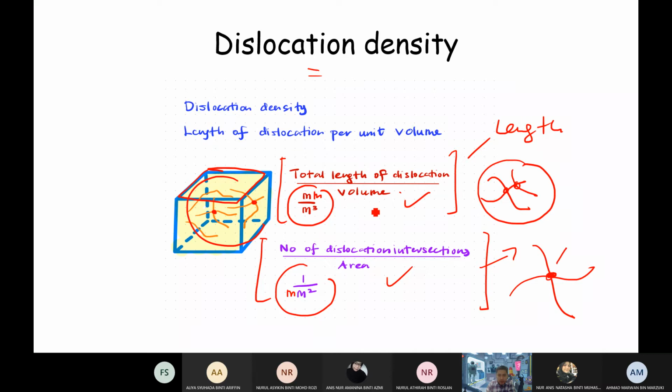Let's say we have two dislocation here. Apa kita panggil ni? Intersection lah. Intersection of dislocation. Okay, let's say we have three intersection per millimeter squared. So this is the density of dislocation. We have three intersection per millimeter squared, not millimeter cube, millimeter squared. Faham eh?